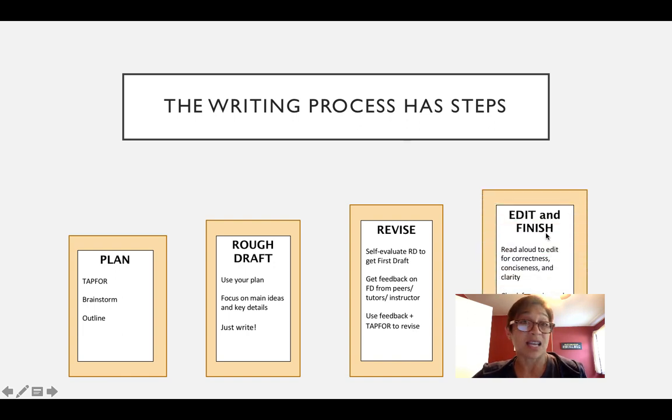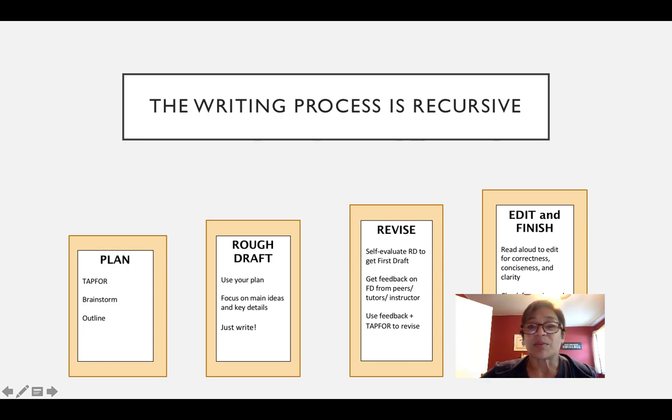Then the last step is to edit and finish it. I really recommend reading aloud. I think you can catch an awful lot of errors that way. And we're going to focus this semester on editing for correctness, so to avoid errors, conciseness, to get rid of unnecessary words, and clarity. You also want to check for major errors and minor errors. And then finally, I want you to proofread both for correctness, conciseness, and clarity, and also for layout. That's going to be important too.